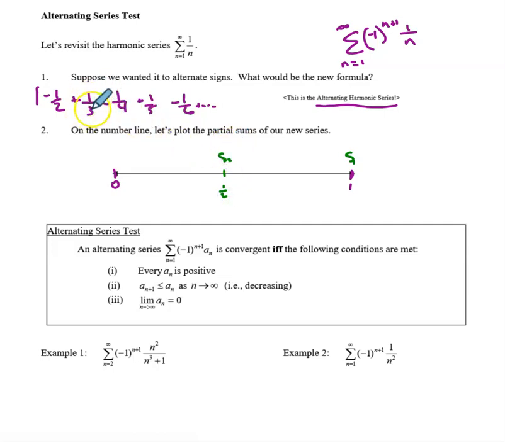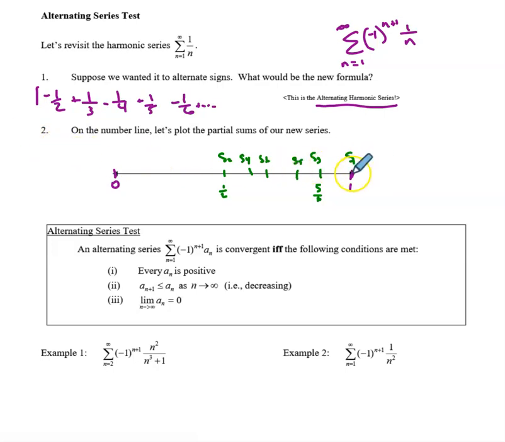Then I'm going to add on 1/3. I know that 1/3 plus 1/2 is 5/6, and that is my third partial sum. Then I subtract out 1/4, and my fourth partial sum sits here. Then I add 1/5, and my fifth partial sum is here, and then I subtract 1/6, and this is my sixth partial sum. So what you should be doing is seeing this visual of convergence.